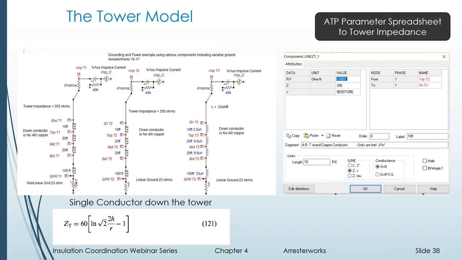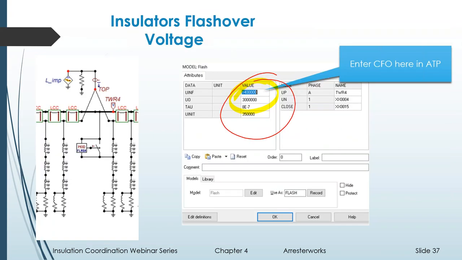Here is a tower model. Let's go back. I would recommend that you take a very simple model like this to get familiar with this function and an impulse. You don't need to use a whole system. You can just use a small model and an impulse. Apply the impulse at different rates of rise, and you'll see that the actual flashover changes as a function of the rate of rise.